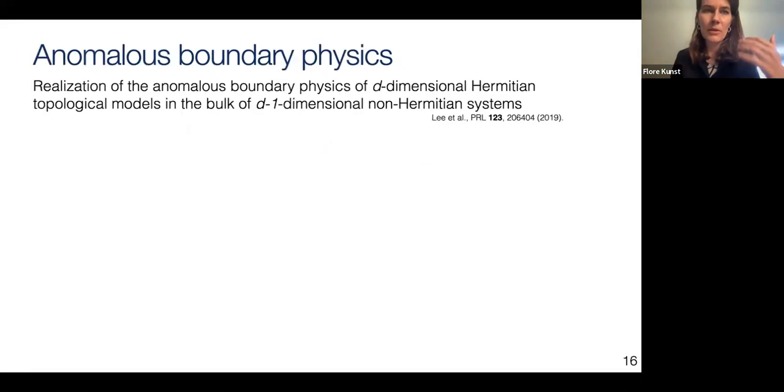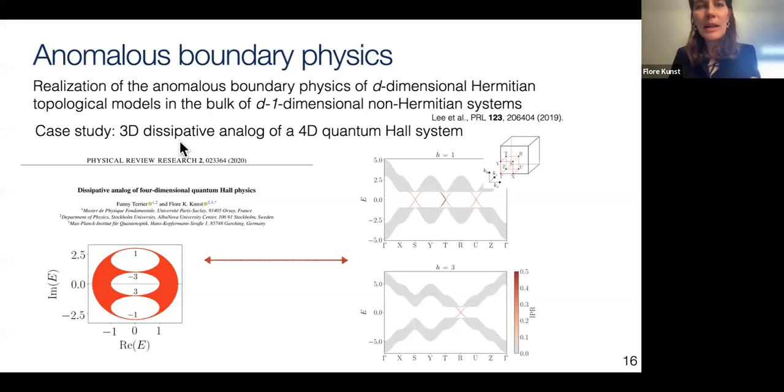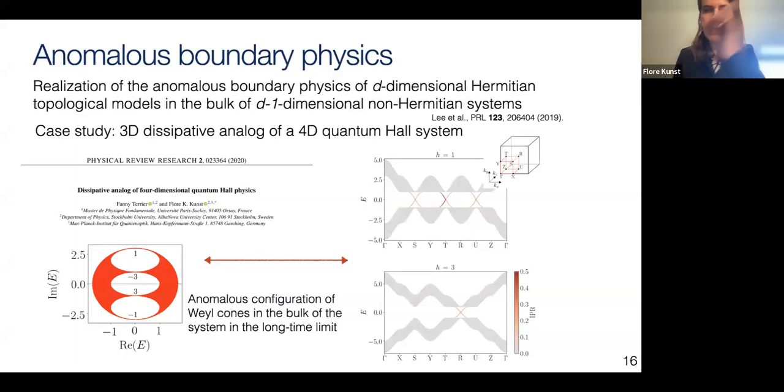And indeed, there's some correspondence, because you can realize the anomalous boundary physics of a d-dimensional topological Hermitian system in the bulk of a d-1 dimensional non-Hermitian system, which is described in this beautiful PRL. And together with a master's student a few years ago, we did a case study. Namely, we looked at a three-dimensional dissipative analog of the four-dimensional quantum Hall effect. So what we did is we showed that in a non-Hermitian three-dimensional Weyl semimetal, you can create a situation where a non-trivial combination of Weyl cones survives in the long time limit, namely in the positive part of the imaginary spectrum, which is the part that survives after time passes. Now that's a small sidestep.